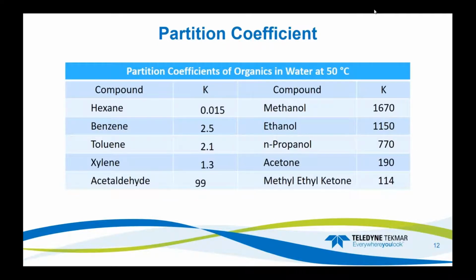So let's look at some partition coefficients. From the HT3 manual, we have this table. It was done with these organics in water at 50 degrees. Hexane has a partition coefficient of about 0.015, benzene 2.5, toluene 2.1, xylene 1.3, and as you get more polar compounds, they have a higher partition coefficient.